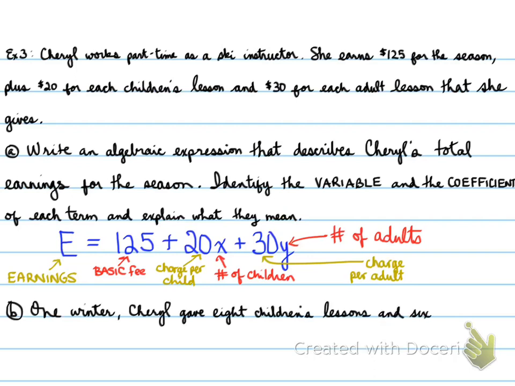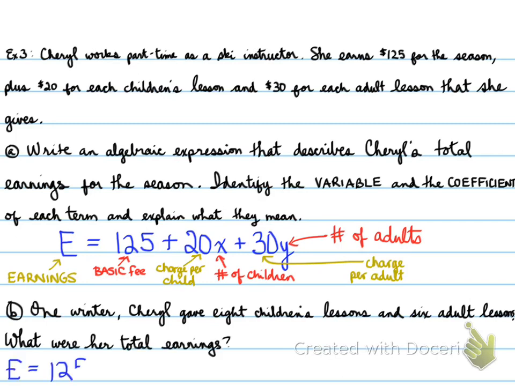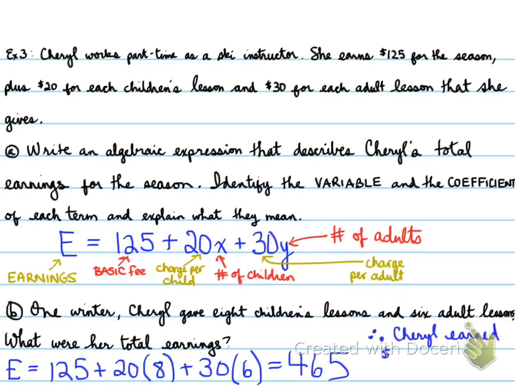One winter, Cheryl gave 8 children's lessons and 6 adult lessons. What were her total earnings? Well, we take the formula that we got in Part A and get the answer by plugging in the numbers. For example, 125 plus 20 times, how many children did she have? 8. Plus 30 times 6. And that equals $465. So Cheryl earned a total of $465 for the winter season.